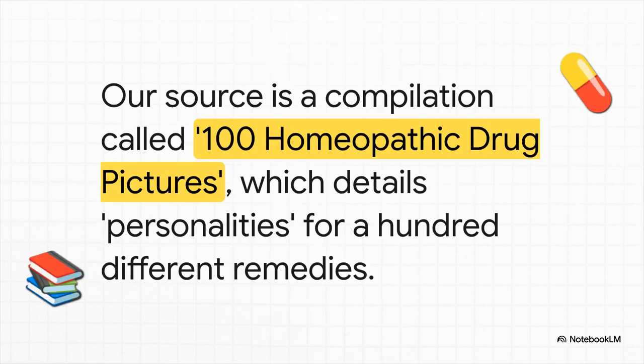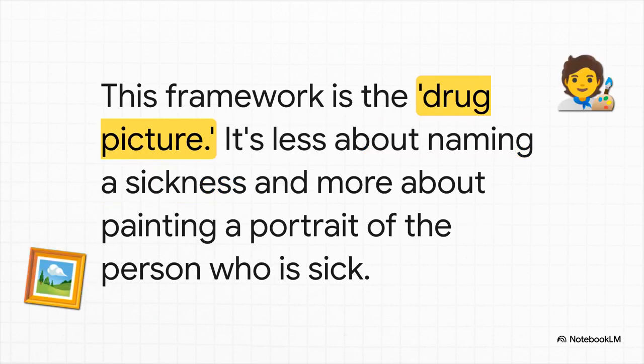So where are we getting this stuff from? Well, our guide for this is a text that compiled what it calls 100 homeopathic drug pictures. It basically gathers historical sources to create these really detailed profiles, these personalities for 100 different remedies. It's a very unique way of looking at things. And this whole framework, this combination of personality, physical symptoms, and emotional state, that's what's known as a drug picture. It's less about just naming a sickness and way more about painting a full portrait of the person who's sick.